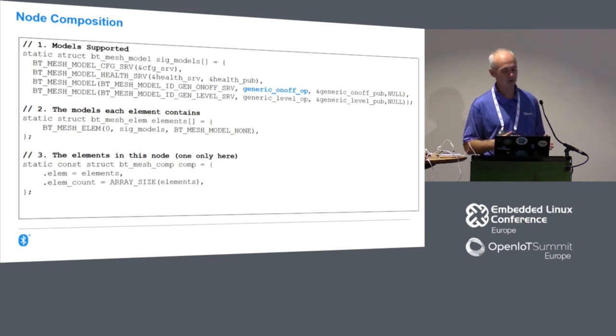So in this case, single node, it has a single element, and the element has a number of models declared for it. So we're working with macros quite a lot. There's all these really handy macros that make life nice and easy.